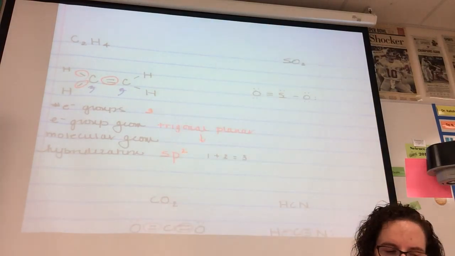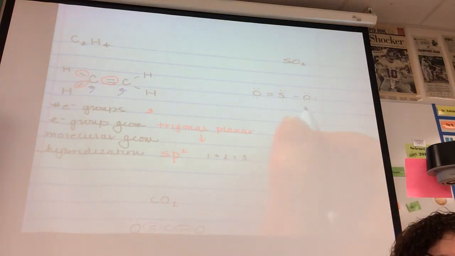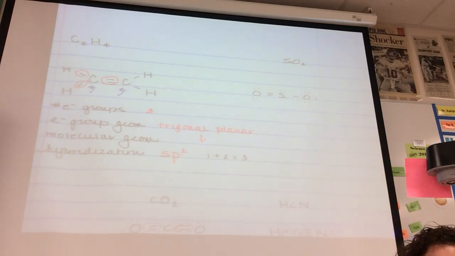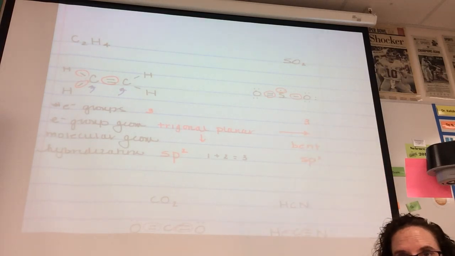I'm only going to draw one of them, but we know another resonance exists. How many electron groups does this have? 3 is correct: 1, 2, 3. This still would be trigonal planar electron group geometry, but what's its molecular geometry? Bent is correct. But what's its hybridization? SP2 is correct because 1 plus 2 has to equal 3 electron groups.